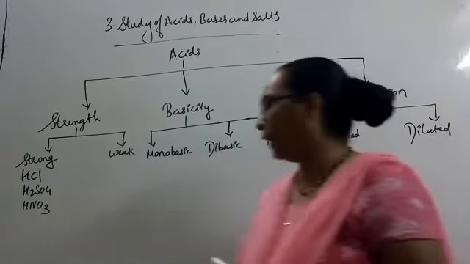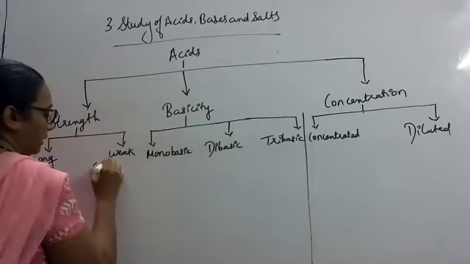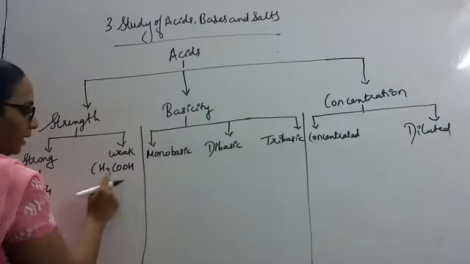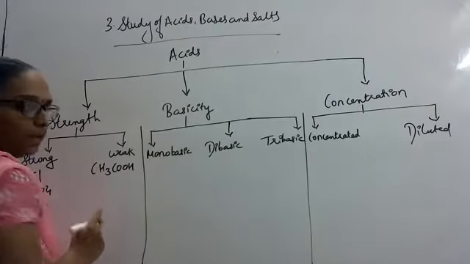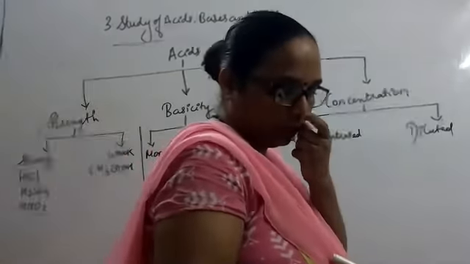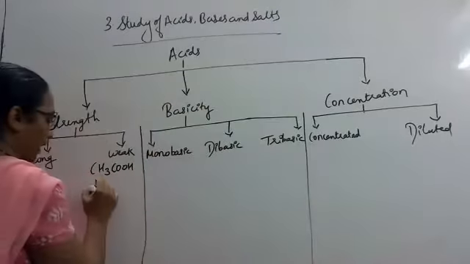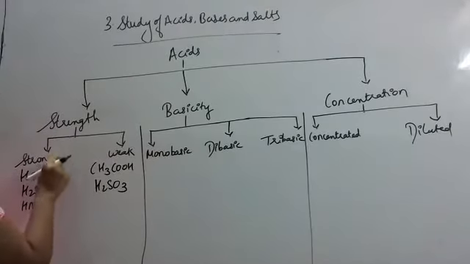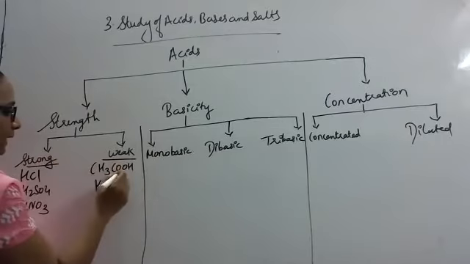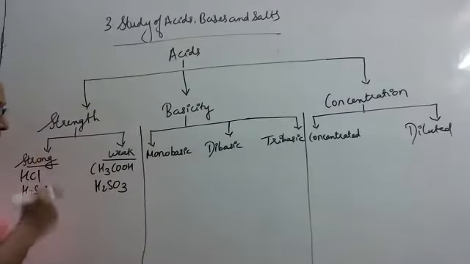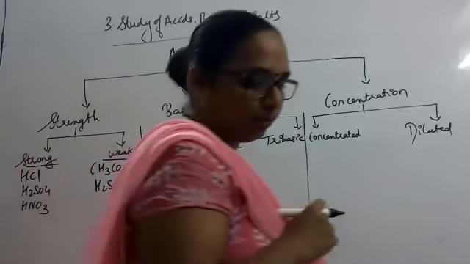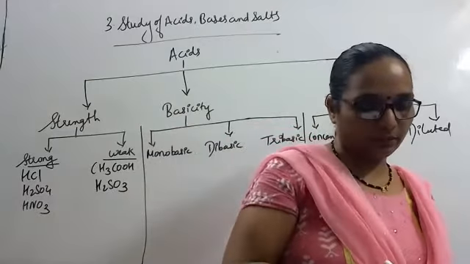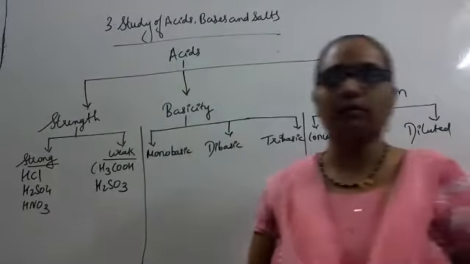An example of weak acid is acetic acid, CH3COOH. Then we have sulfurous acid, that is H2SO3. Sulfuric acid is H2SO4, which is a strong acid, and sulfurous acid is a weak acid. And then the third example of weak acid is carbonic acid, or hydrogen carbonate.